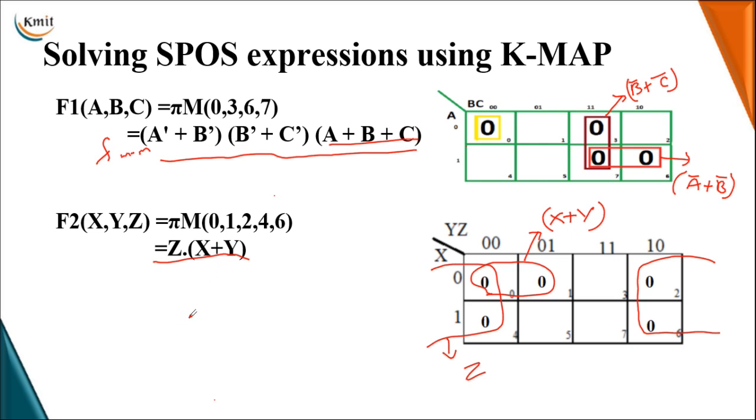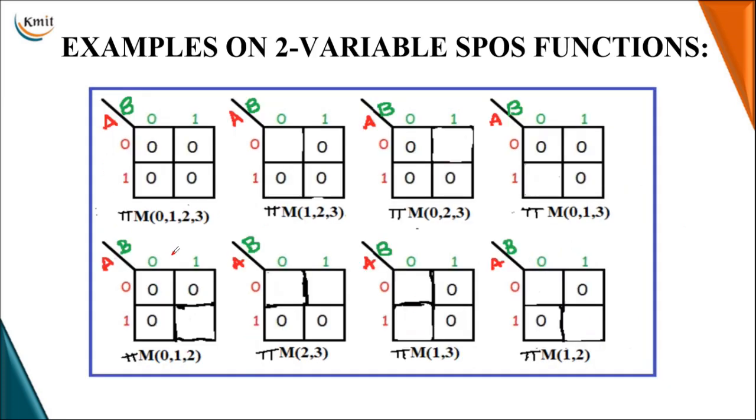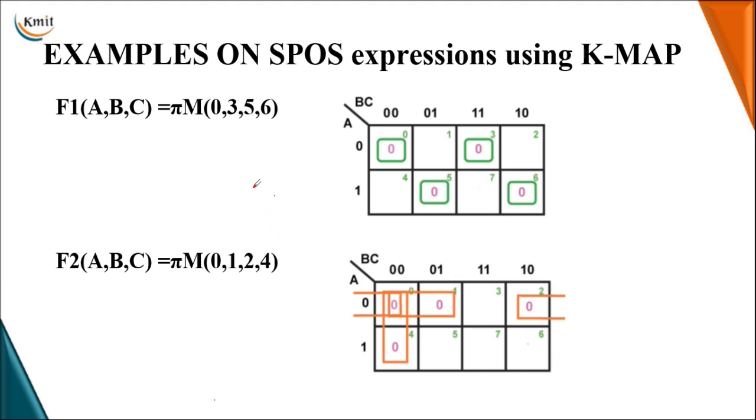So like this, we minimize functions based on the given number of min terms or max terms. I have given so many examples here, with the answers, so try to practice and find their minimal expressions for 2 variable and 3 variable functions, as well as in SSOP and SPOS form.